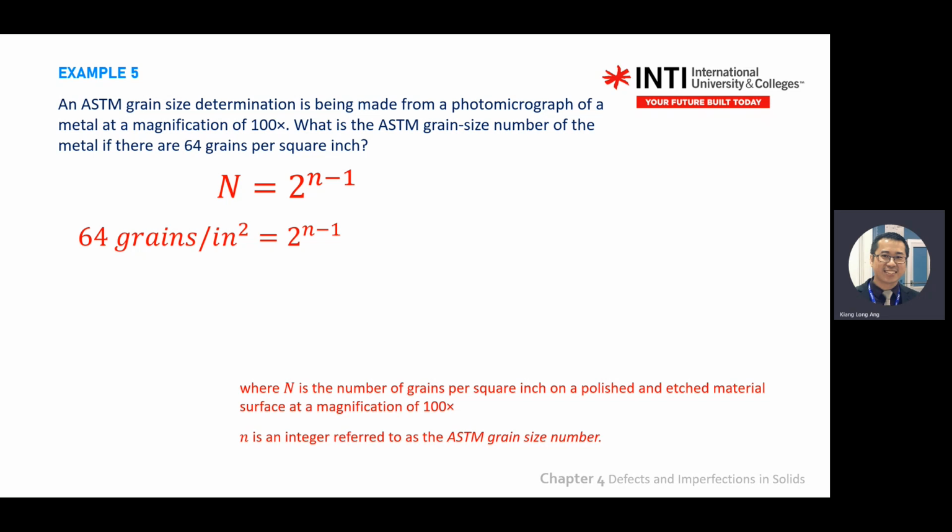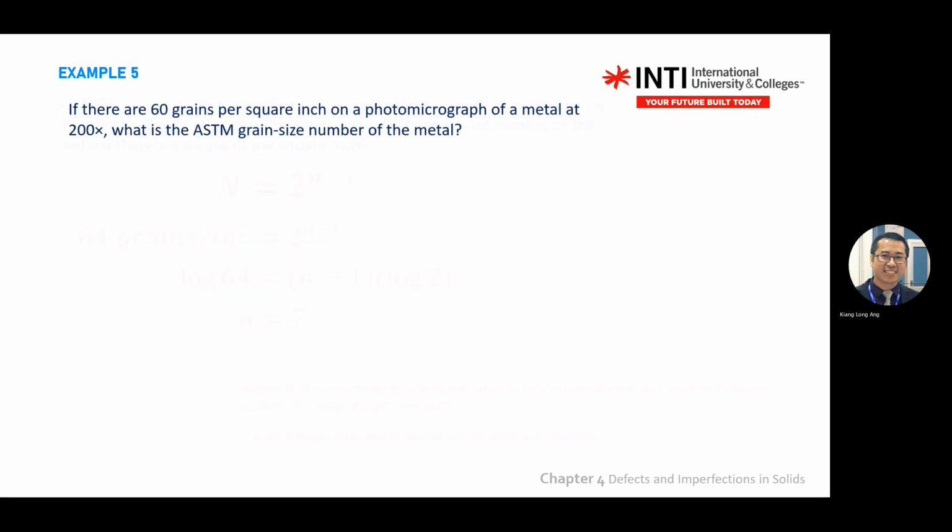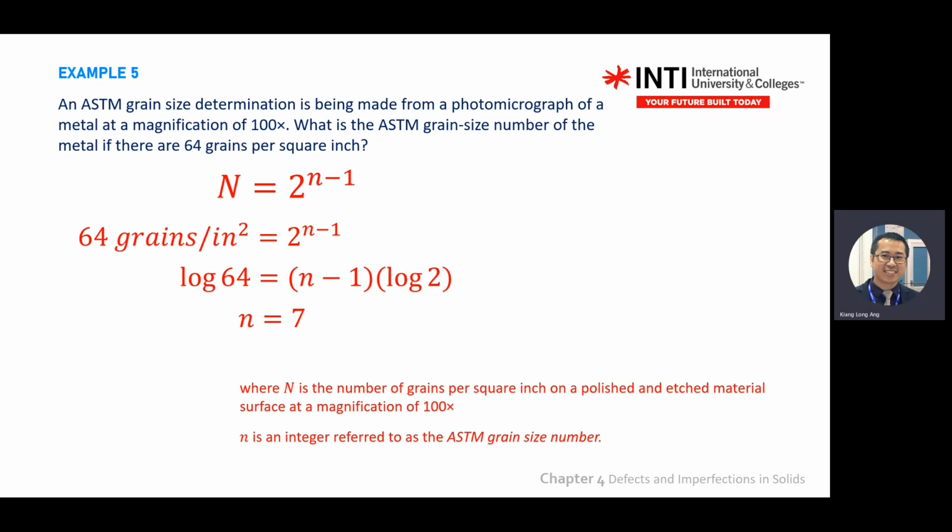This is the exponential equation. You use log. You log the left hand side, log the right hand side. You move the exponent to the front. Then you log the 2. You'll find the answer for n is 7. So this is how you find the number n.